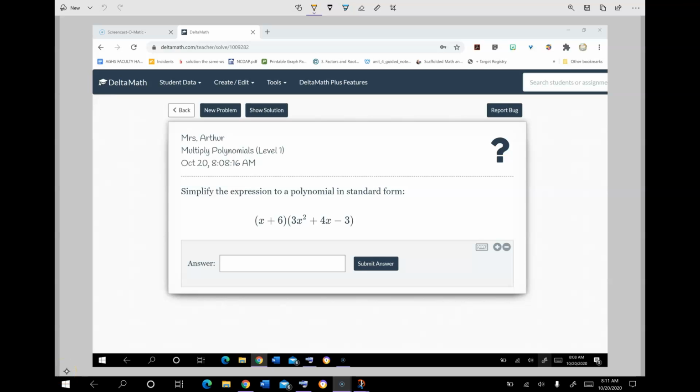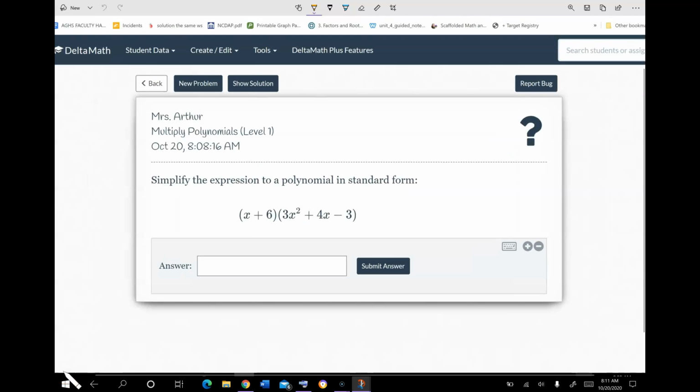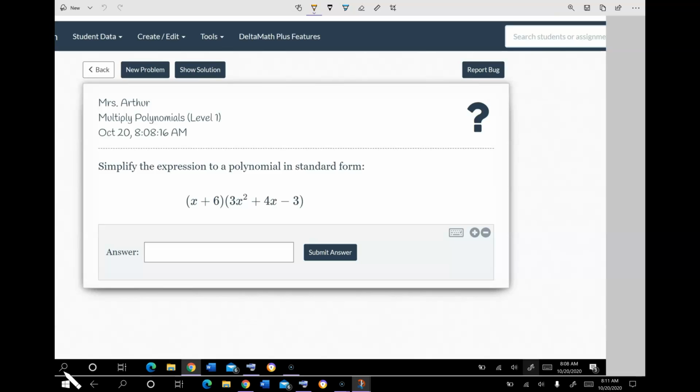All right, so in this video, we're going to multiply the polynomials like you're going to see on Delta Math. So just give you a few more examples broken up. All right, so this is where we do the box method. This is going to be a 2 by 3. So we're going to make a 2 by 3 box.